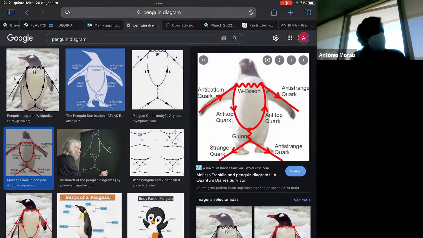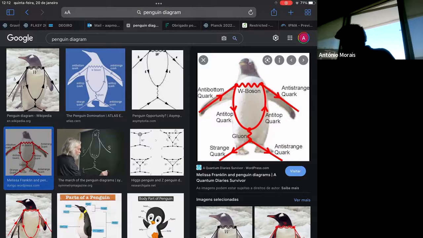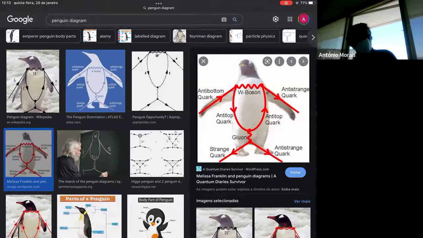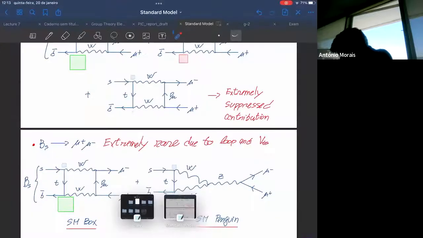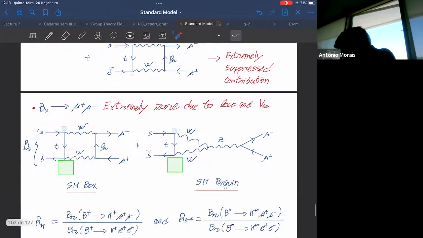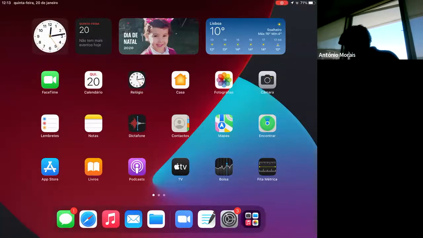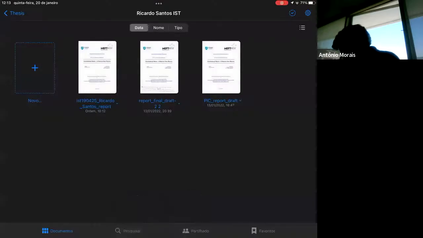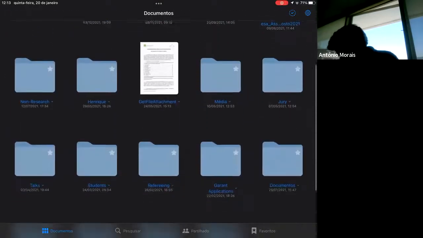So of course, there are many possibilities of penguin diagrams involving different physics in its vertices. But this is the type of diagram that I drew there. So here John Held is also drawing a penguin diagram on the blackboard. So back here, this is a standard model penguin diagram for this process. But this is extremely rare because the leading contributions are proportional to the second smallest Yukawa element plus a loop.